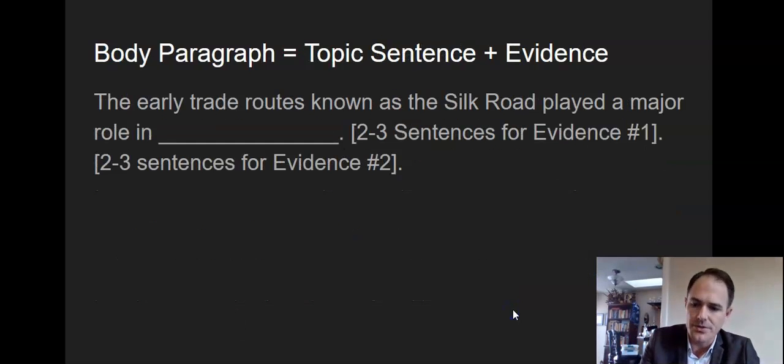All right. Also today, I want you to write a body paragraph. And we wrote these way back in, I think, the first unit. If not the first unit, the second unit. So what's a body paragraph? It's a topic sentence plus evidence. So where's your topic sentence come from? It comes from your thesis statement.